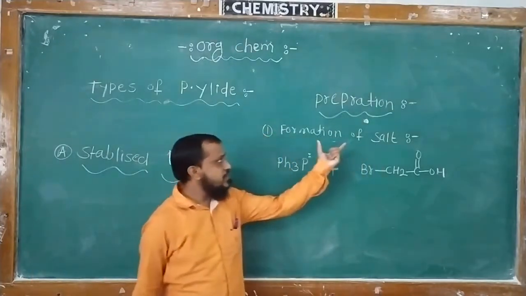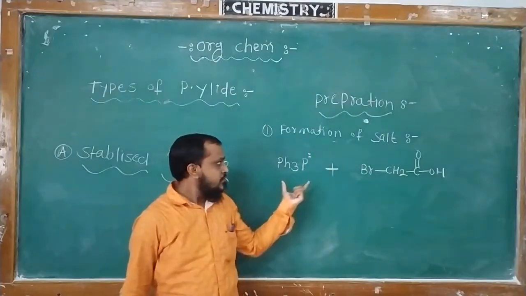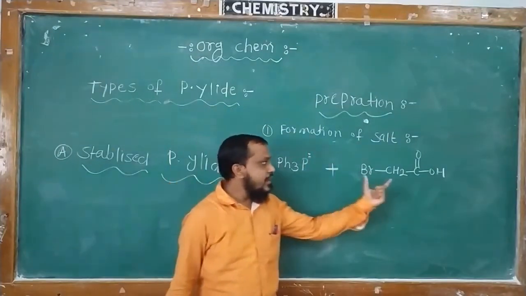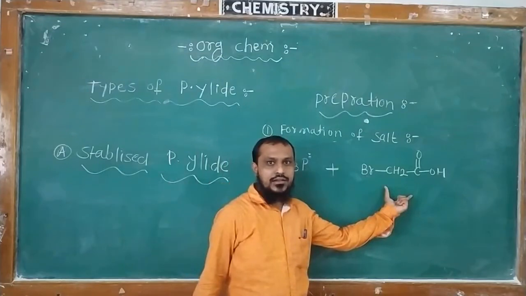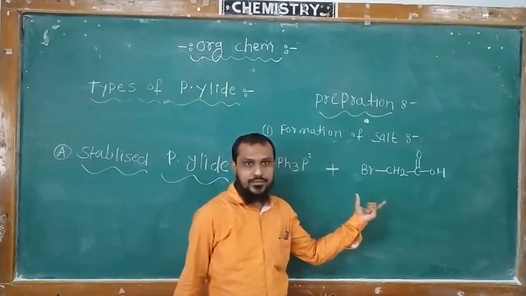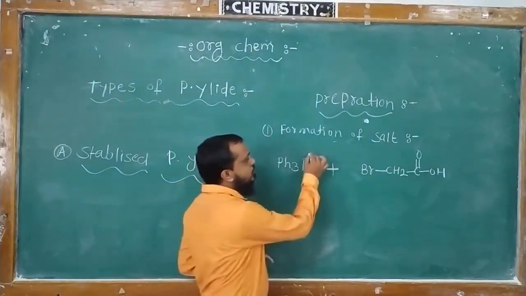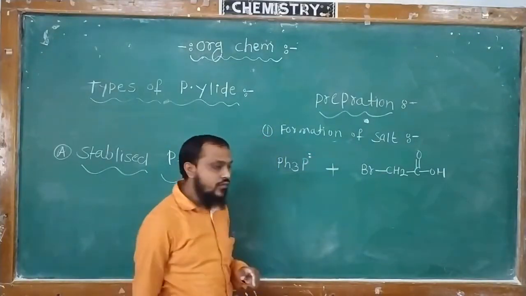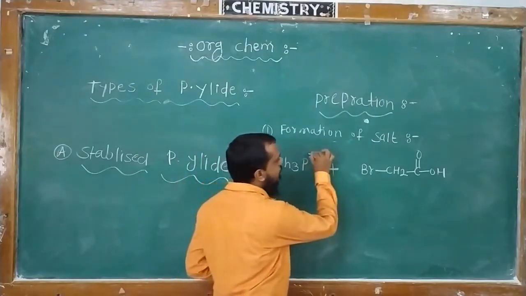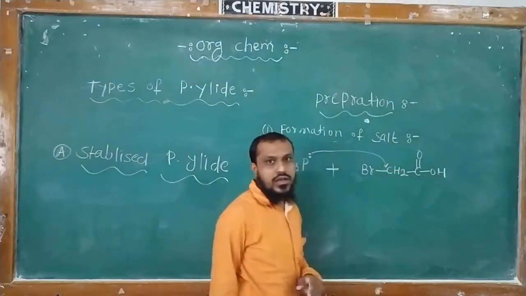So in the first step of formation of stabilized phosphorus ylide, the triphenyl phosphine interacts with alkyl halide. This reaction generally occurs as an SN2 type. What will happen here? The lone pair of phosphorus acts as a nucleophile. It attacks the carbon of alkyl halide.